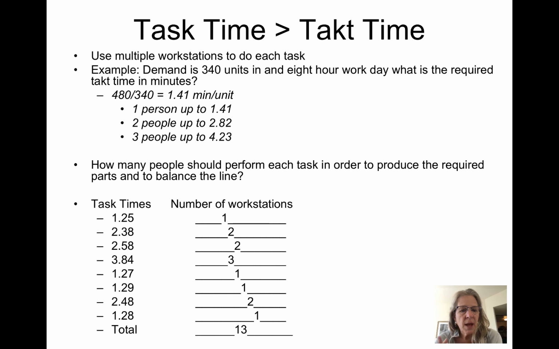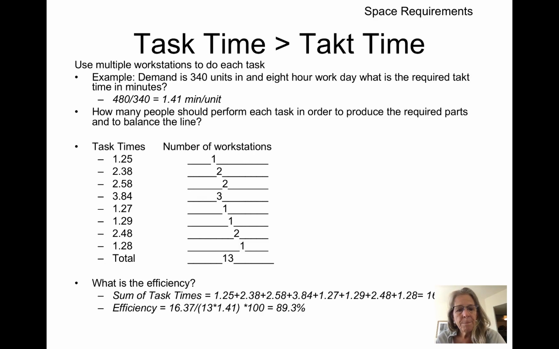So you can see I've assigned one person to do task 1, two to do task 2, two to do task 3, etc. And that means there's a total of 38 workstations going on here. And then we can calculate the efficiency, where we add up all of the times, that's 16.37, and we then calculate the 38 workstations times the takt time, and we divide that into 16.37, and it's an 89.3% efficiency. That's pretty good efficiency in this design.